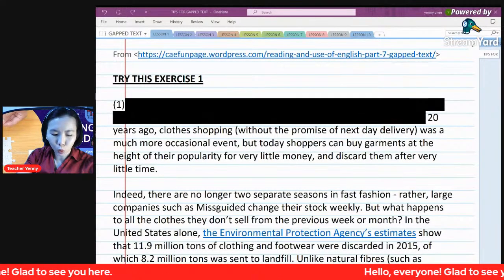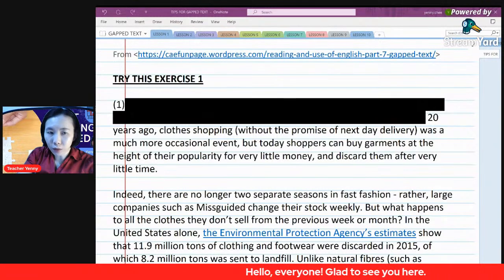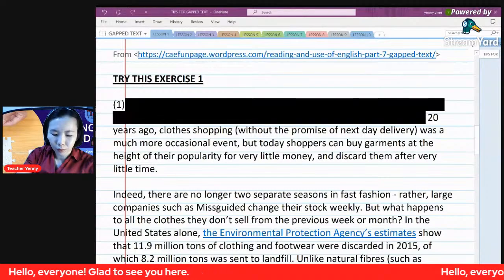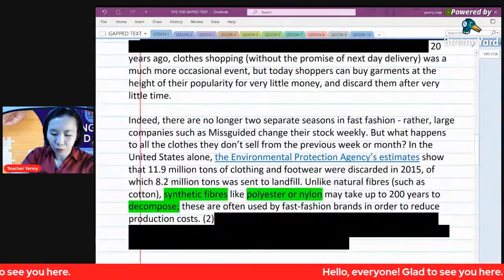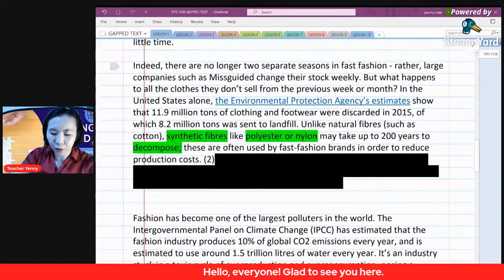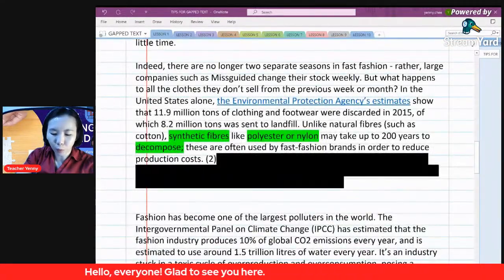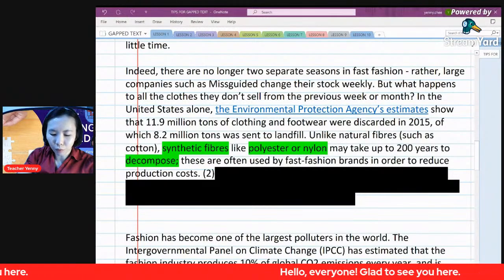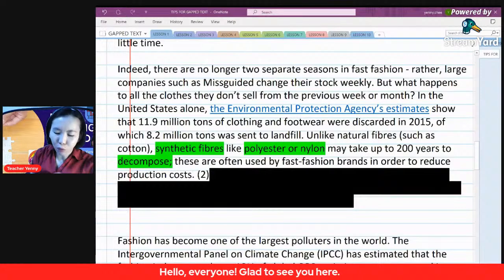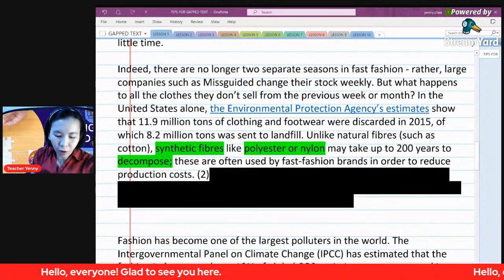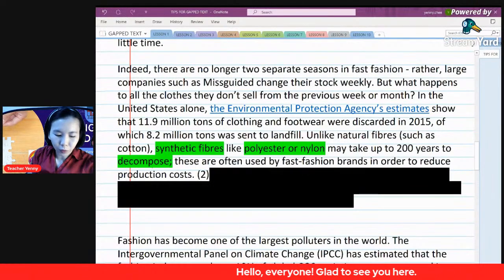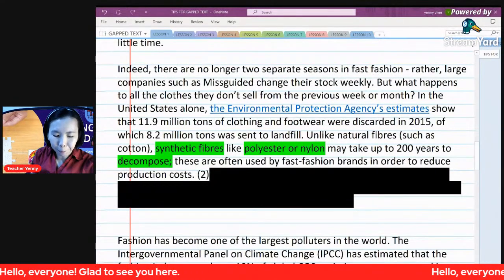Twenty years ago, clothes shopping. All right, so maybe you want to skip this because you feel that you don't know what to do with it. Okay, the first gap, you want to skip that. You want to move on to the second gap because you feel that the second gap is easier for you. You have some words that can lead you to the answer. So let's look at this around the gap. What do we have? Before the gap, we have synthetic fibers, polyester or nylon, decompose. So these are the keywords before this gap. Okay, so let's try number 2.